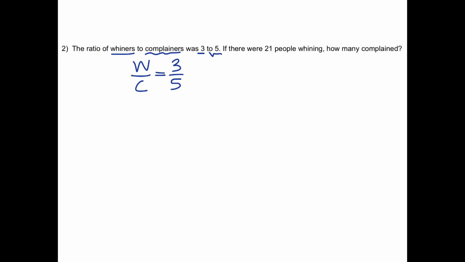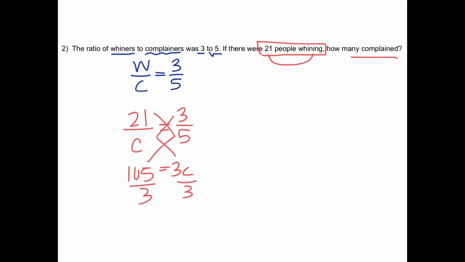Then I use the information that's given to me here, 21 people whining. So 21 whiners. I'm going to put the 21 where the W is, leave the C for the complainers, and then that's what I end up solving for, and I can answer the question of how many people complained. After cross multiplying and dividing, I get C equals 35, so there were 35 complainers.